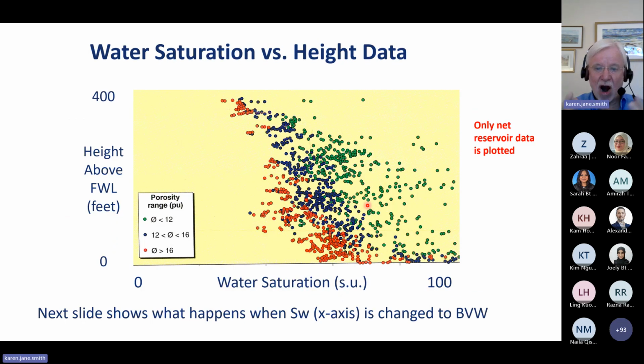So this is our data set. We've got a shotgun pattern. We want to simplify it so we can use it in our reservoir model. So the next slide is going to show us what happens when we change the x-axis, water saturation, to the bulk volume of water, the percentage of water in a unit volume of rock, what we measure from the tools. And this is what we get.